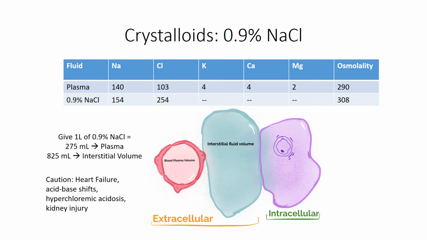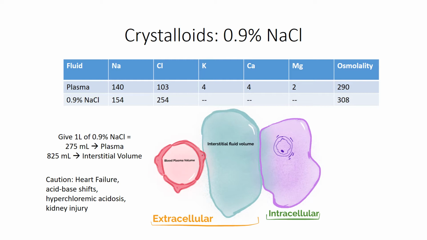The first crystalloid we will be discussing is isotonic saline. It's hypernatremic, hyperchloremic, has an elevated osmolality and a lower pH when you compare it to our own plasma fluid. And I created this chart here, and I also created this image, so you're going to see it a lot during this video. So when you compare it to our own plasma, it has 154 milliequivalents of sodium compared to plasma's 140, and it has a larger chloride concentration of 154 when you compare it to plasma's 103, and it's hyperosmolar compared to physiologic osmolality. So if you give 1 liter, 275 milliliters are going to go to the plasma, while 825 milliliters are going to go to the interstitial volume.